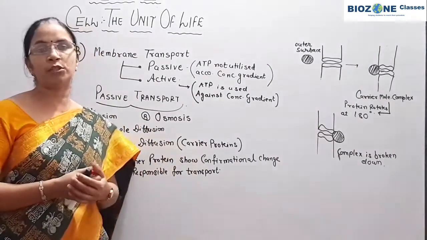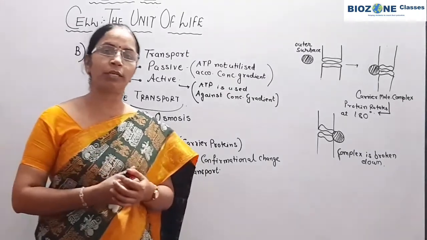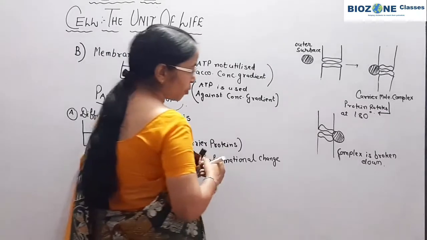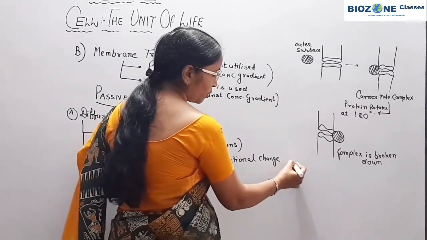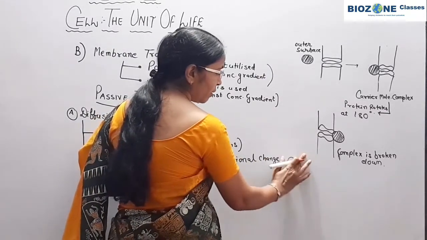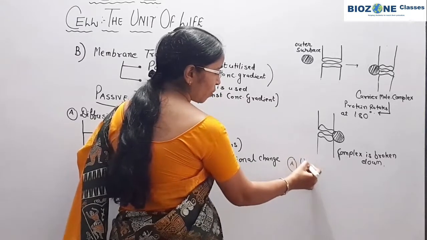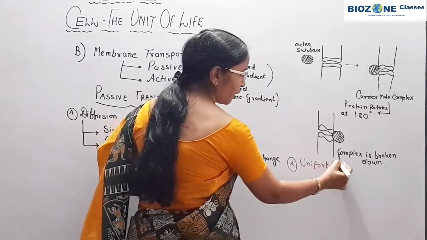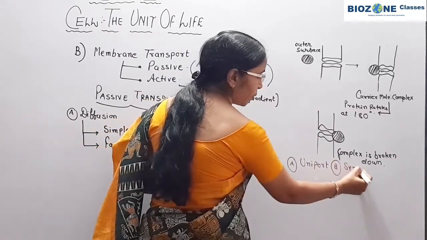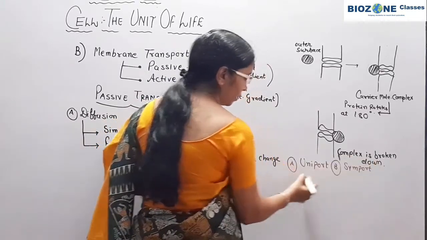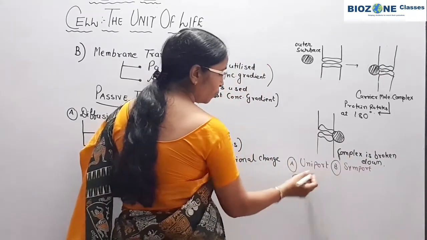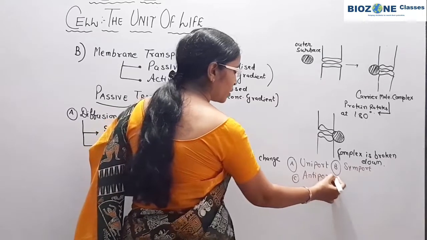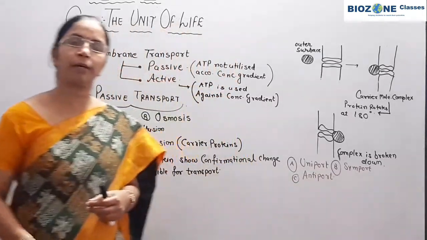Now during diffusion, when a single molecule diffuses, at that time you remember the passive transport also involves three different methods. These modes are called uniport, second is symport, and the third is said to be antiport. So these are the different kinds of passive transport, you remember.